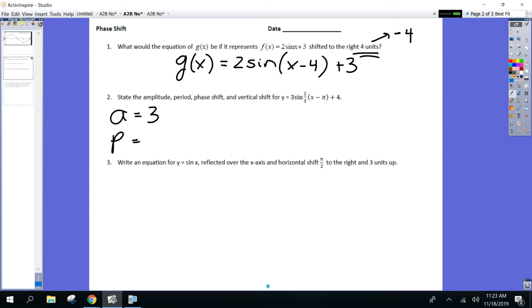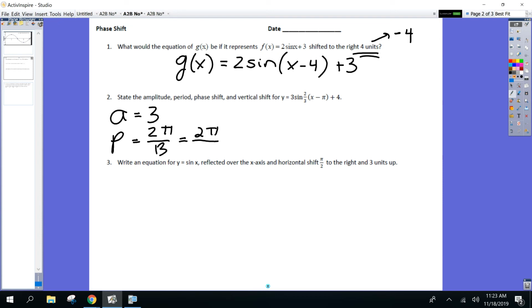2 pi over my b value. Okay, it is number 1. It's never found in the equation. And number 2, it's not always 2 pi. Okay, you have to use the darn formula to find period.